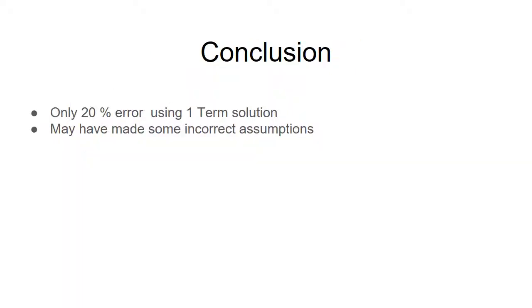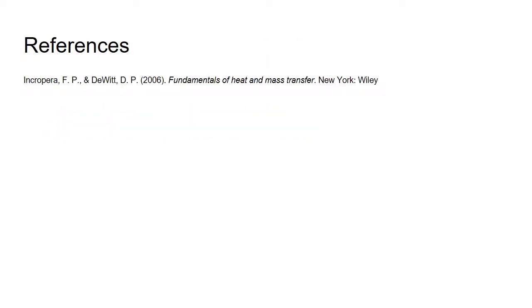For our conclusion, the one-term solution was definitely the way to go, with only 20% error. Some of our results might have been skewed by incorrect assumptions, like Colton mentioned with the sizing of the vents. With my particular car, some of those parameters weren't quite right, but with a different car they might have lined up perfectly and given better results. So that is our presentation on defrosting the windshield. And here is the book. You can find this in the textbook under impinging jets if you're interested. Page 400 and something. You can look it up in the back.